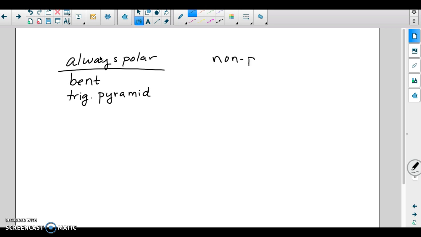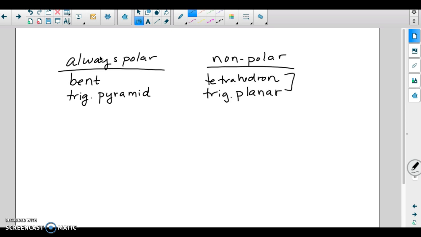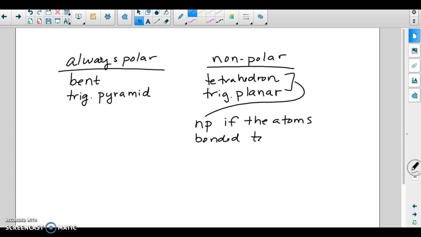Nonpolar, we don't have an always, but for tetrahedron and for trigonal planar, both of these shapes, they will be nonpolar if the atoms bonded to the central atom, the one in the middle, are the same. So if they're not all the same, then it's automatically polar.